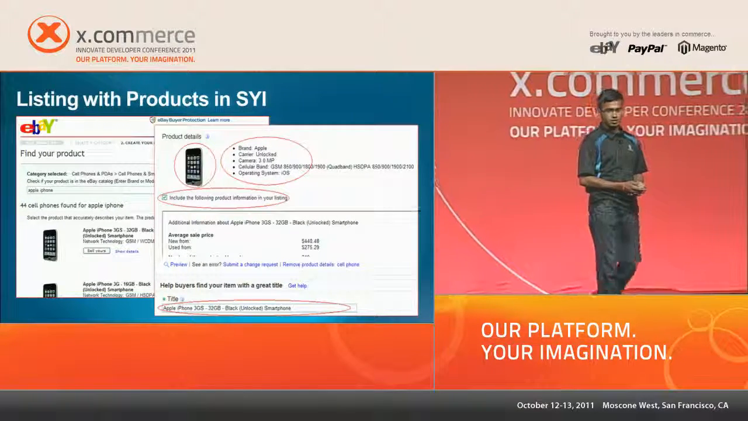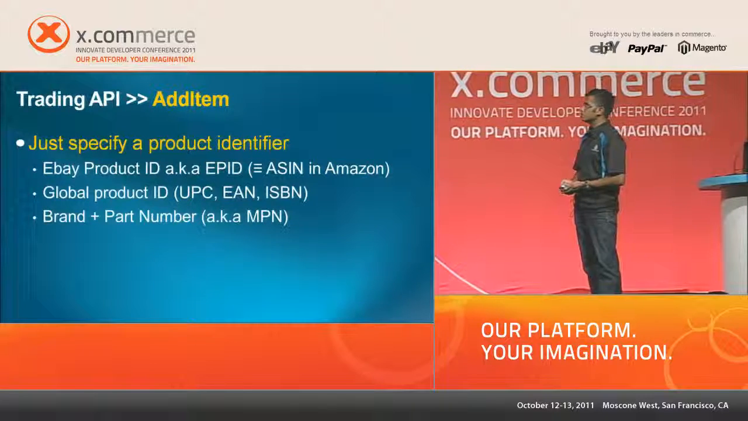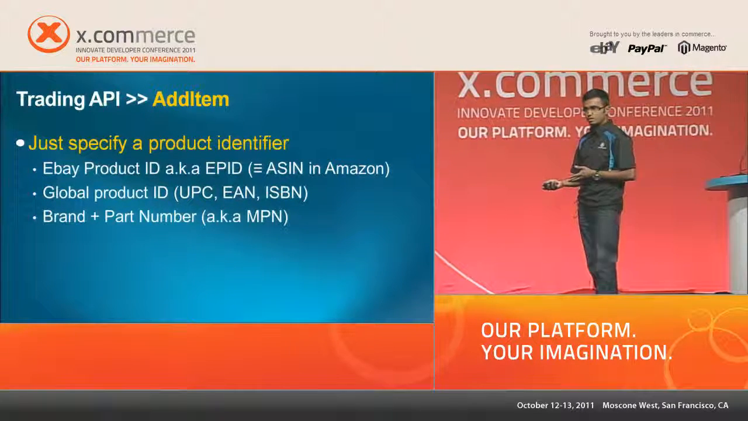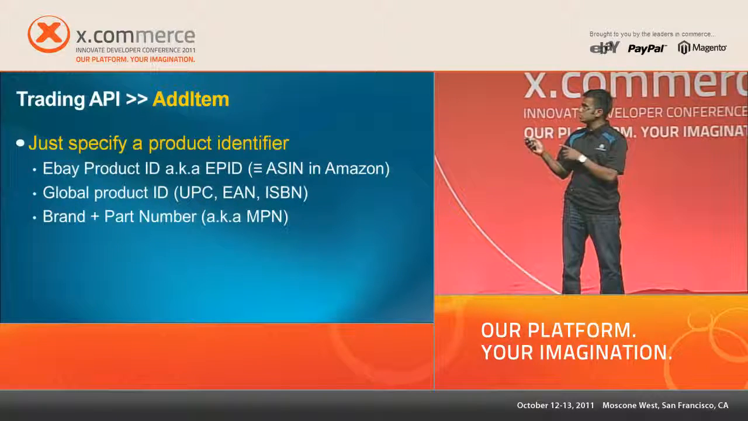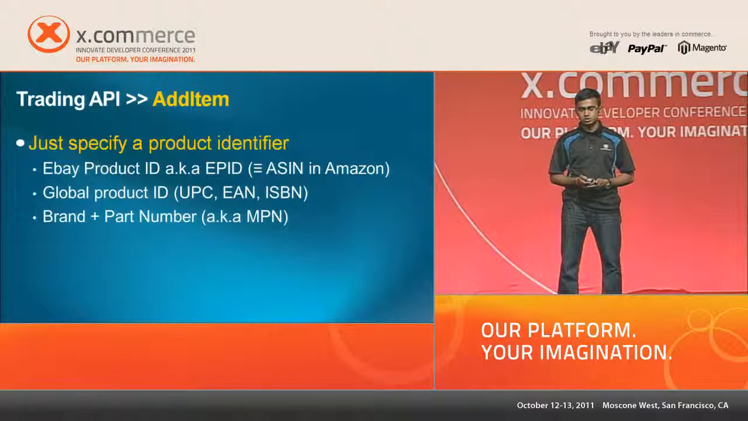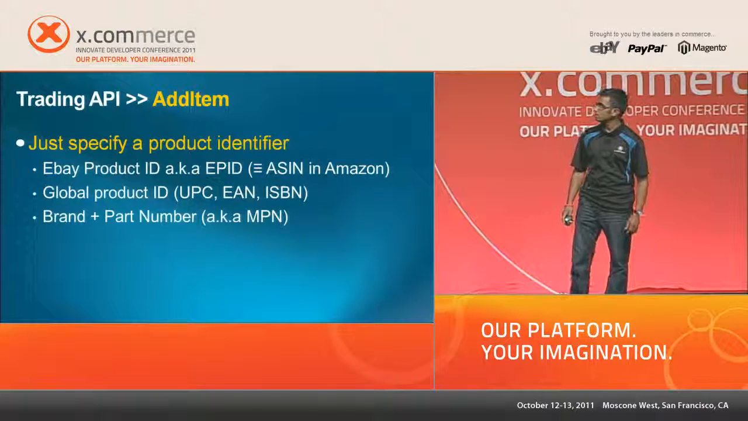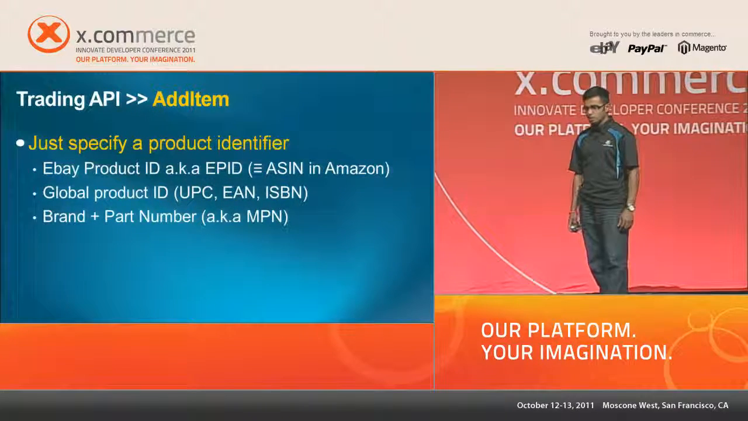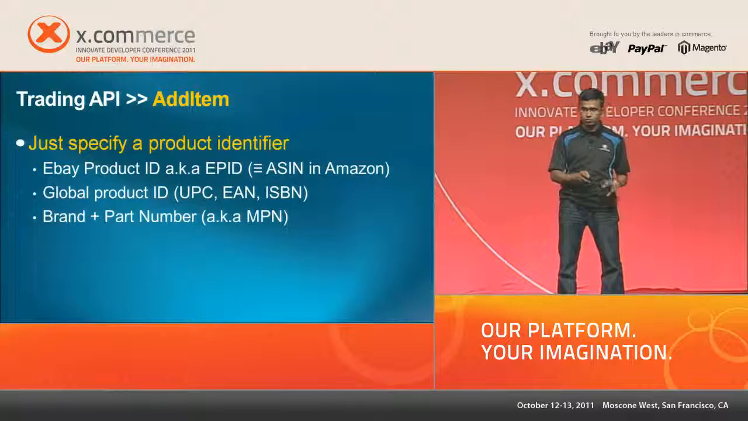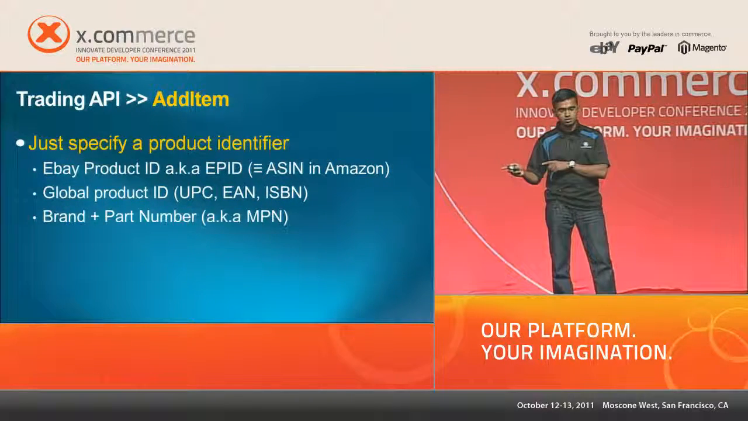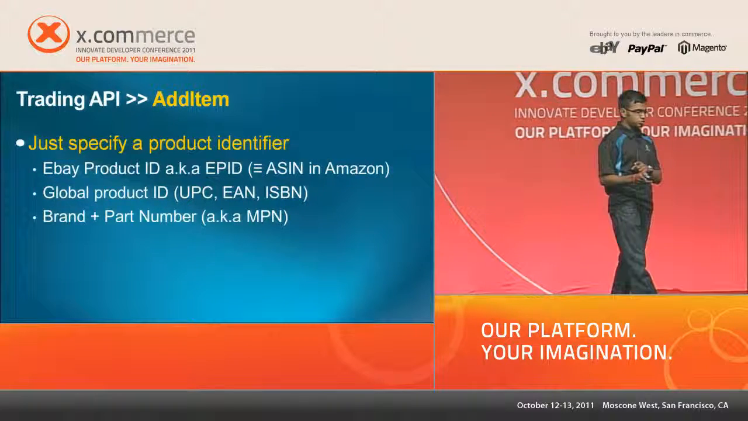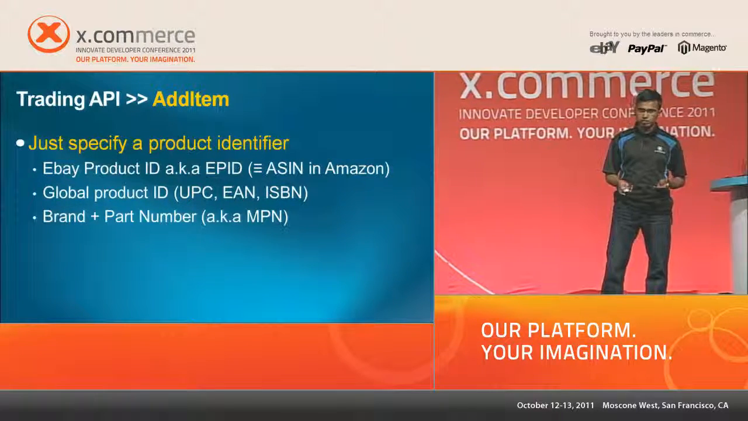The same exact thing can be done via the API. As some of you may be aware, the equivalent of selling an item via the API is using the add item API, which comes under the trading API family. And in the add item API, if you want to associate a product with your listing, you simply have to specify a product identifier. You may choose to use one of many possible product identifiers.